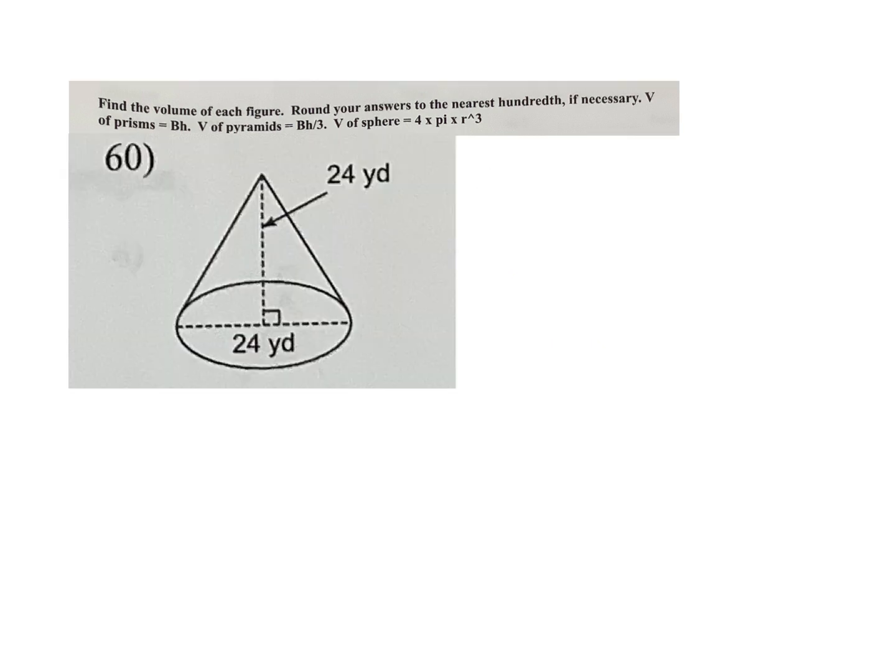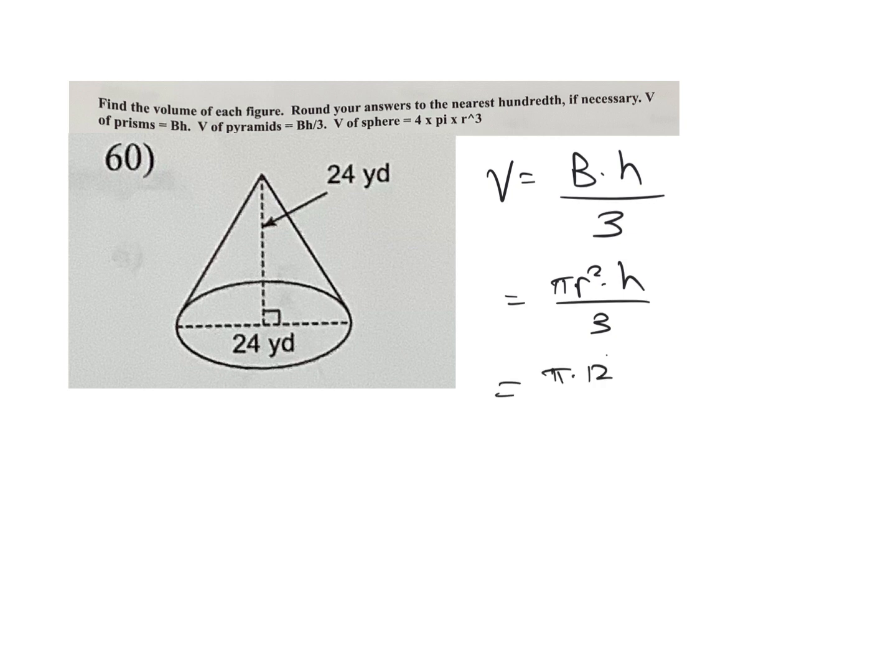The cone. So this is going to be the area of the base times the height, and then you divide it by 3 because it's a cone. Cones and pyramids are divided by 3. The area of the base is pi r squared. So our radius is 12. The height of the cone is 24. And then we divide by 3 at the end.